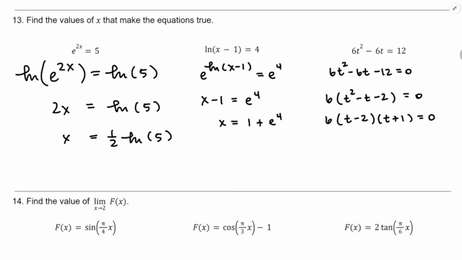So if I'm looking for the solutions, one of these things is equal to 0 if their product is 0, so either 6 equals 0, which sounds unlikely to me, or t minus 2 equals 0.